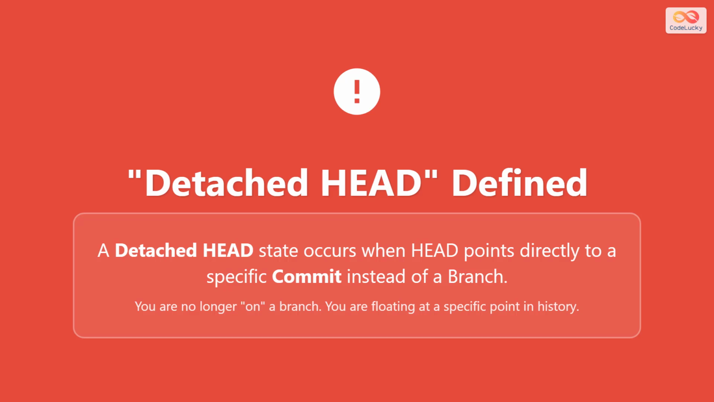So, what is a detached head? It happens when head stops pointing to a branch name and instead points directly to a specific commit ID. You are no longer attached to any branch. You are floating at a specific moment in your project's history.